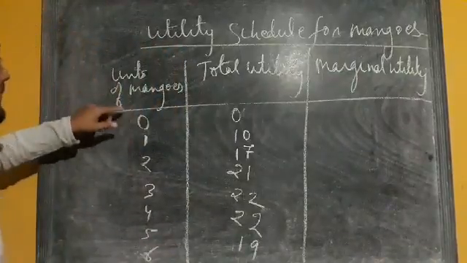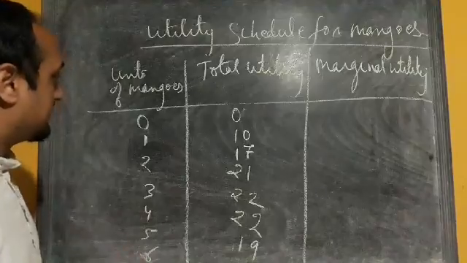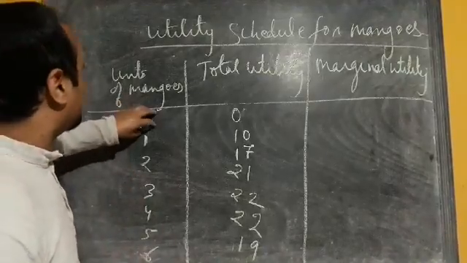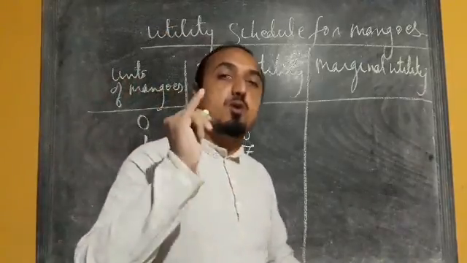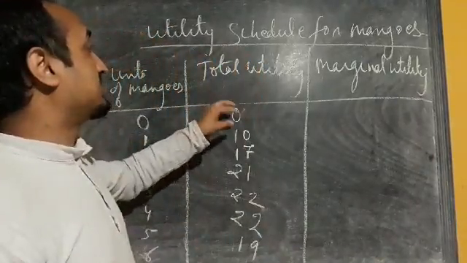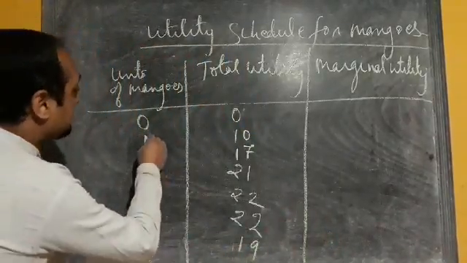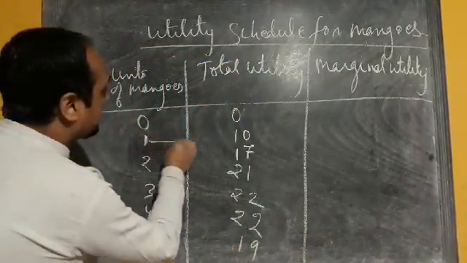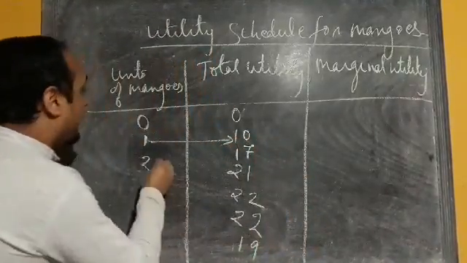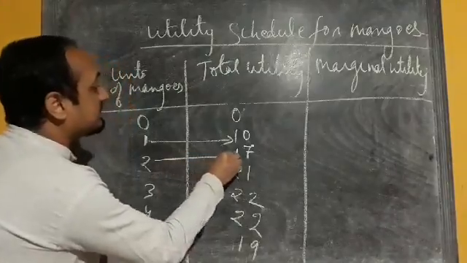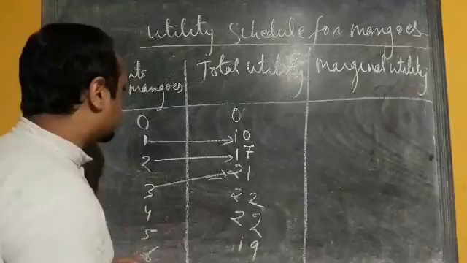Now units of mangoes, we have 0, 1, 2, 3, 4, 5, 6. What does it mean? When we are consuming nothing, 0 means we are not consuming any units of output. So the total satisfaction or the total utility is 0. When I am consuming the first unit, this first unit of mango is giving me 10 units of satisfaction, and second unit is giving suppose 17. Third unit is giving me 21 units of utility.